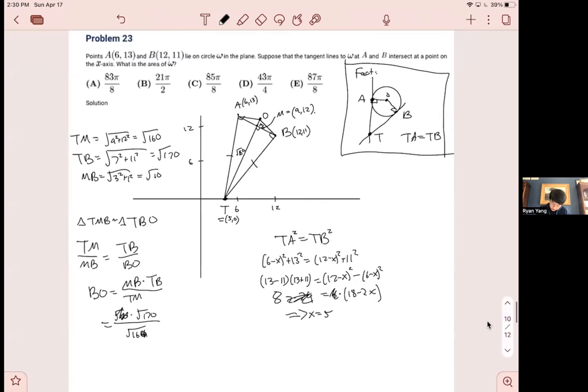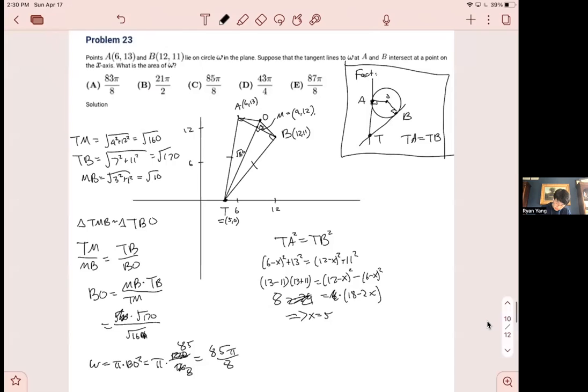And so now the area of omega is just pi times the radius squared, which equals pi times 170 over 16. And canceling a factor of 2 from the top and bottom, this gives us 85 pi over 8, which is answer choice C. Et voila.